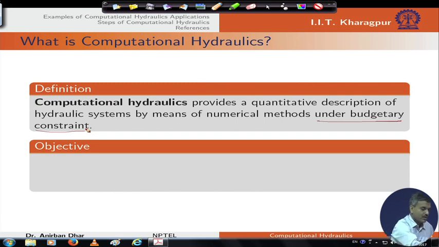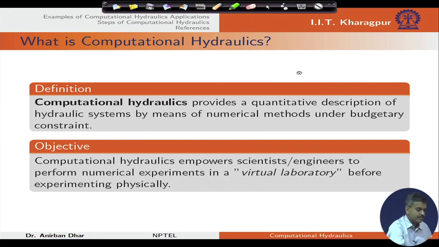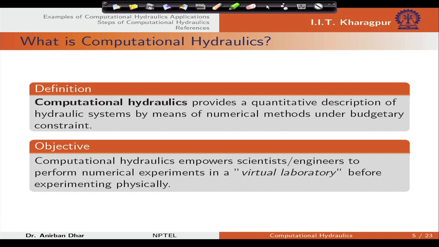So what is the objective of this? The objective is to empower scientists or engineers to perform numerical experiments in a virtual laboratory before experimenting physically. So with computers, we can try to solve the problem in a virtual laboratory, and then we can perform the experiments.